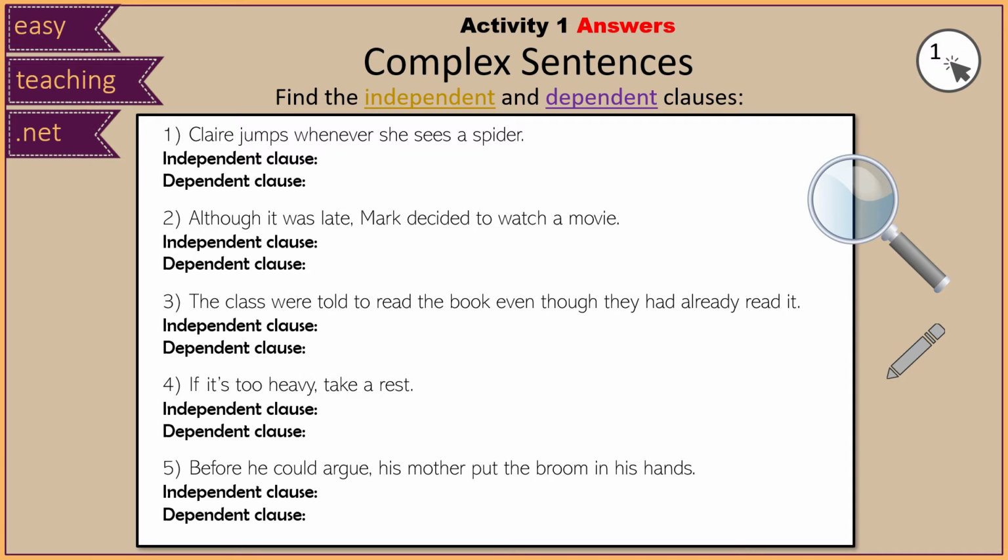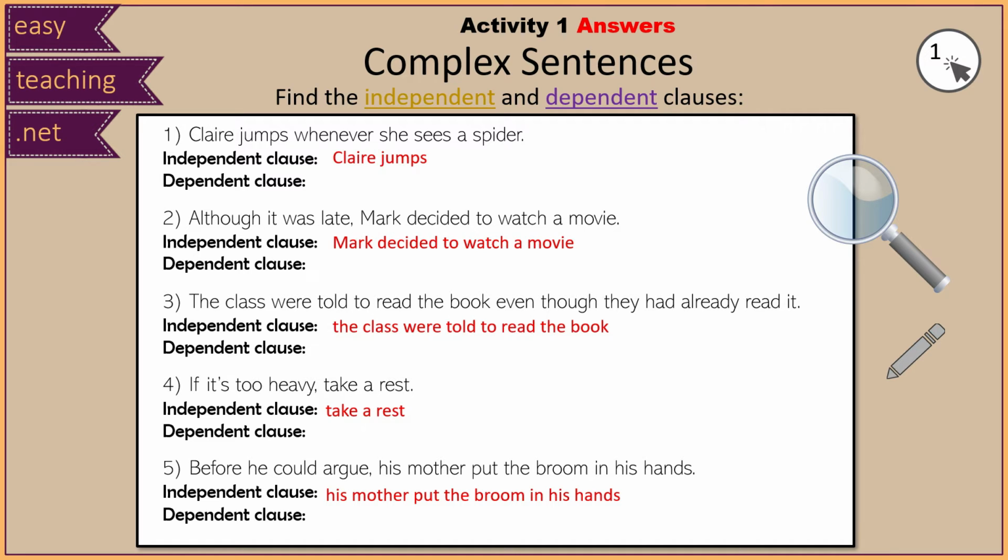Let's have a look at the answers. First, I'll go through the independent clauses. Notice they all make sense on their own. Claire jumps. Mark decided to watch a movie. The class were told to read the book. Take a rest. His mother put the broom in his hands.